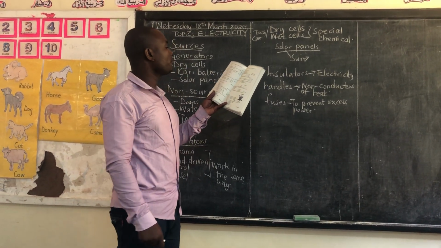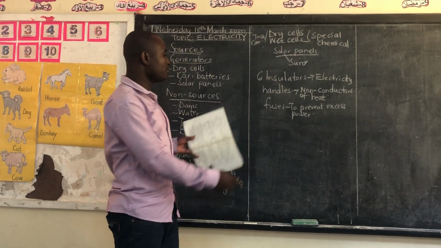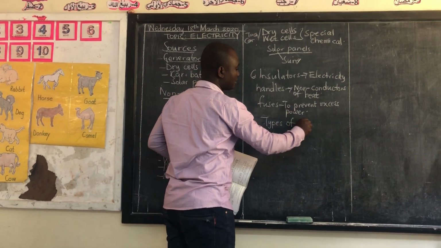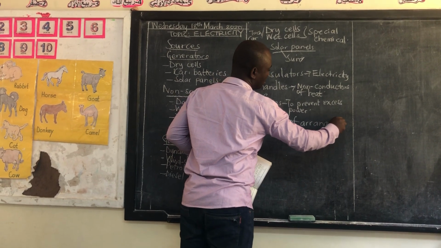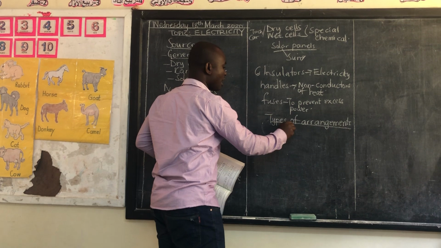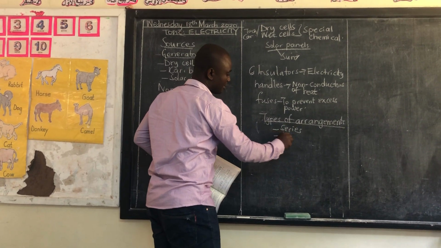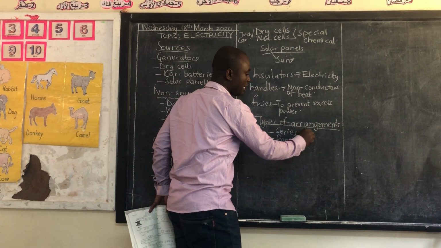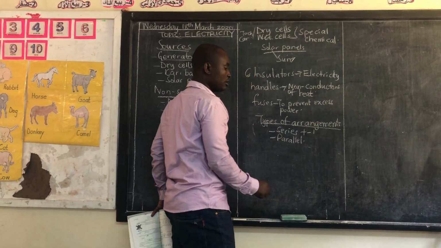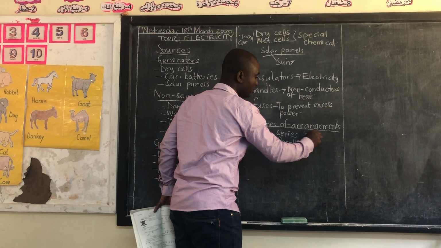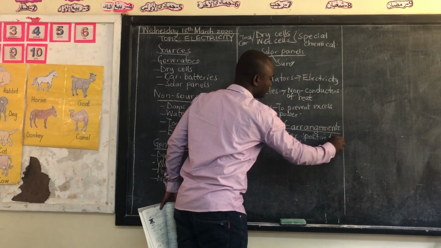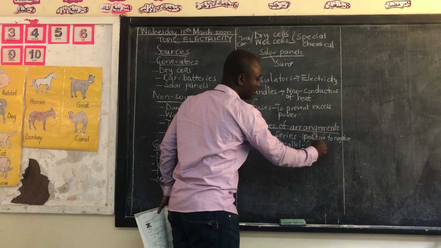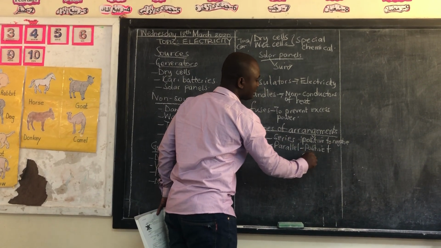Number 7, which of the following statements is true about the circuit? When you look at this arrangement here, there are two types of circuits, types of arrangement. We have series and we have parallel. Series connection is where we have positive to negative, positive to negative. Parallel, it is positive to positive, and negative to negative.